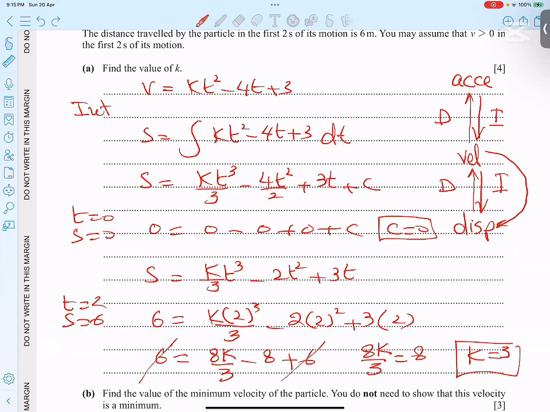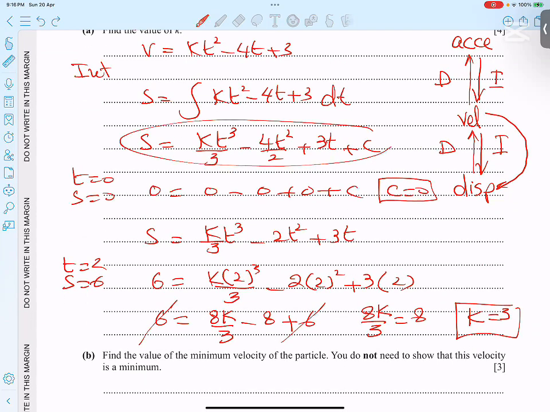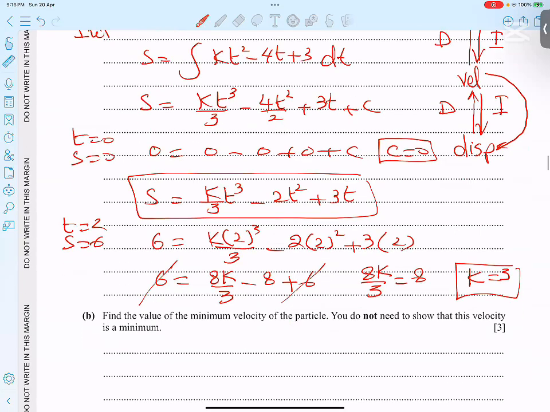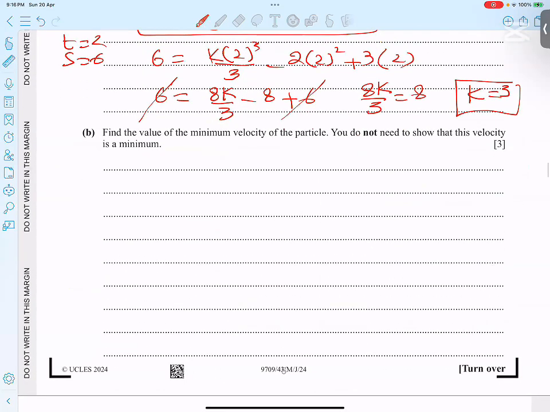This is one choice. The second choice I've shown you. In the first choice, we never get an expression of displacement. But in this, with the plus C criteria, we always get an expression of displacement, and then we can complete the next part. Anyway, the next part is asking, find the minimum velocity.